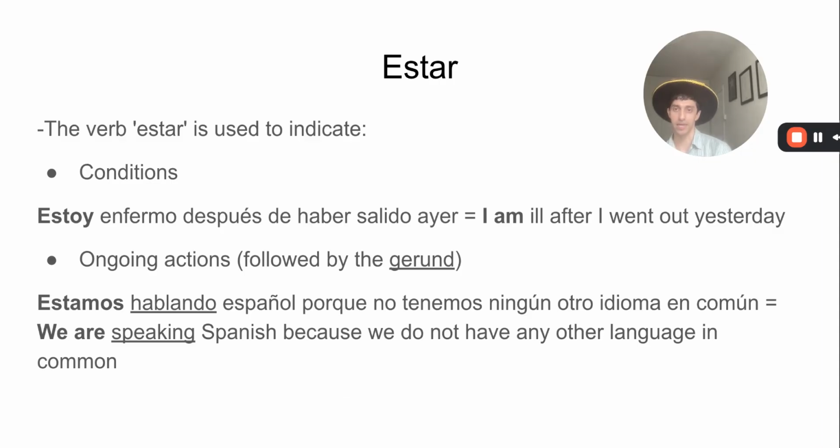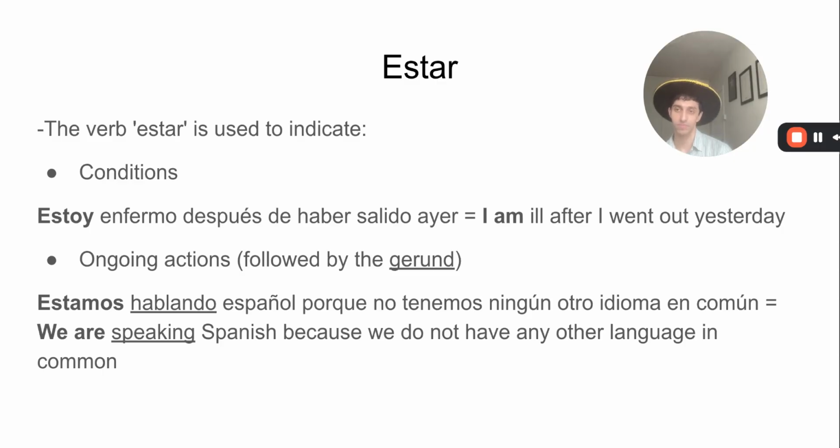So likewise, estar will be used to indicate conditions. This is similar to when you say that you're tired, for example. You would say "estoy enfermo" o "enferma" for a girl, "después de haber salido ayer," meaning I'm ill after I went out yesterday, or after going out yesterday. So you'd say "estoy enfermo" o "enferma" to say I'm ill, rather than "soy enfermo."